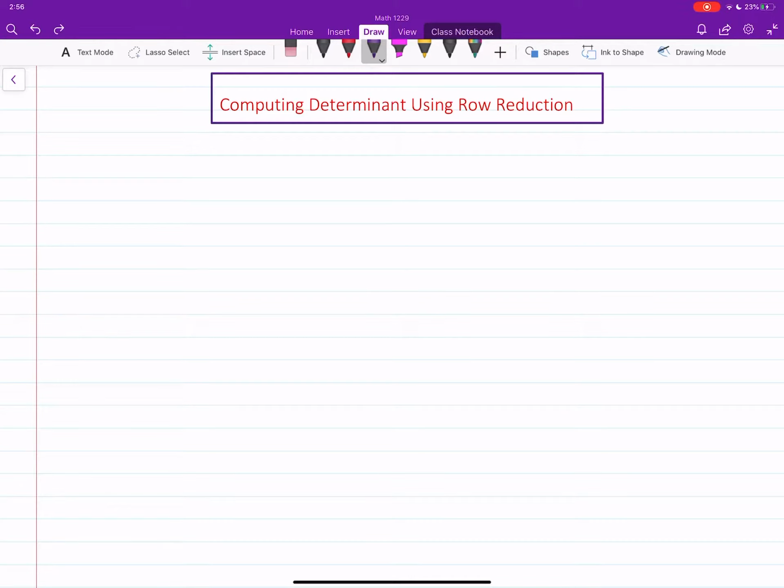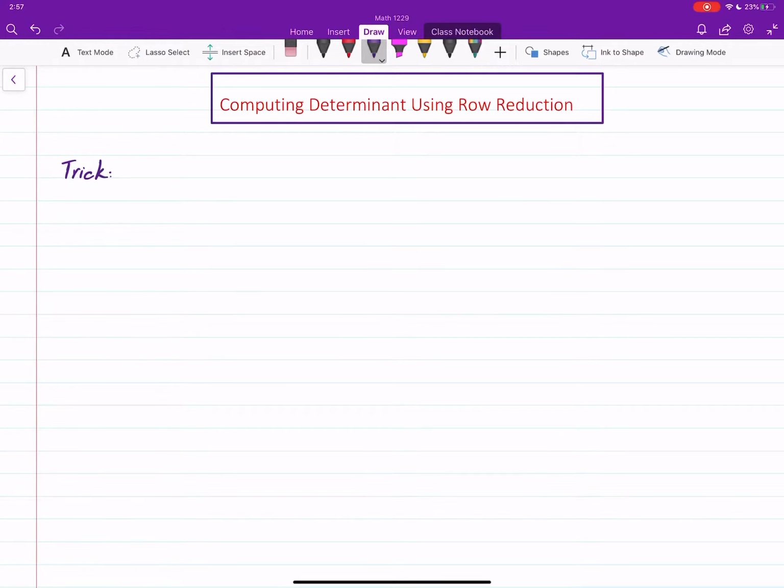Hi, in this video we will learn how to compute determinant using row reduction. Well, so far remember that we have only one way to compute the determinant of a matrix, which is cofactor expansion. Now this will provide another way of computing determinant. And well, what is the trick?